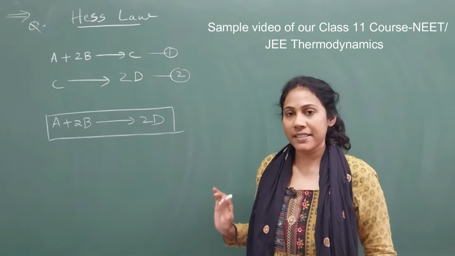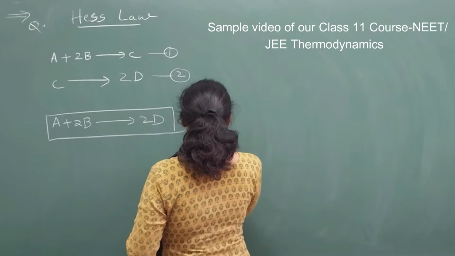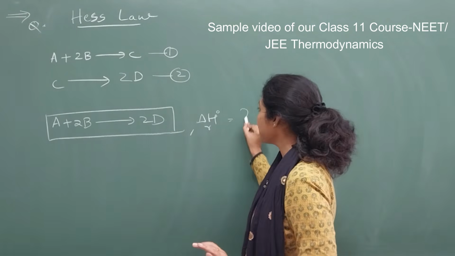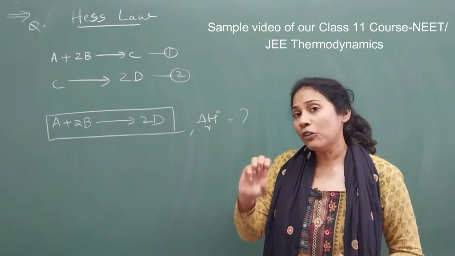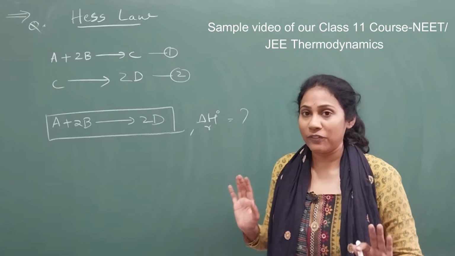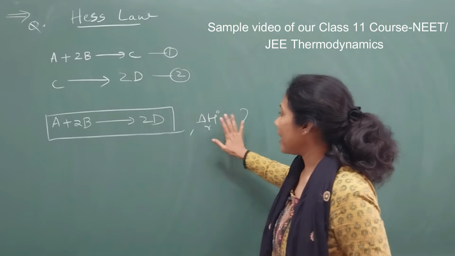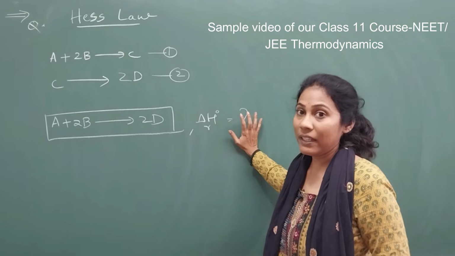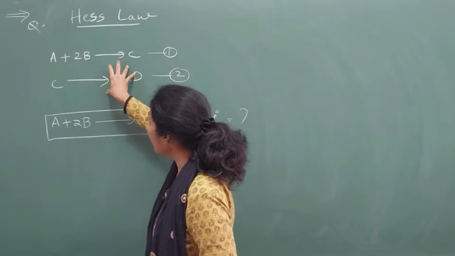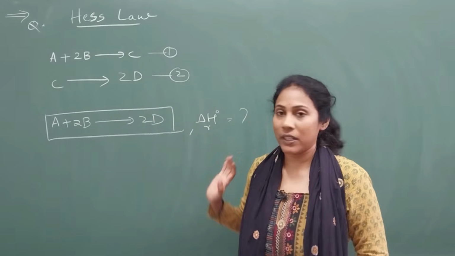It is a multi-step reaction and they are asking you to find this reaction's standard enthalpy. And how do you find it? What information will be given in a question? You have to understand that. When there is a multi-step reaction and they are asking you to find its enthalpy change, definitely they would have given the steps involved to form this product.